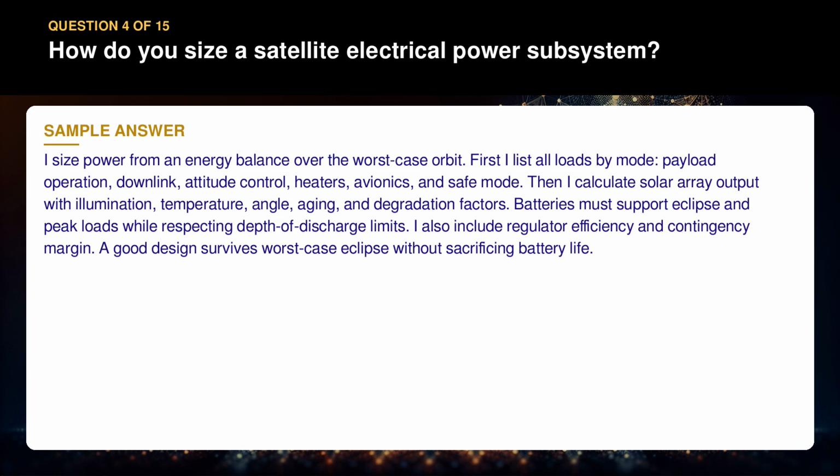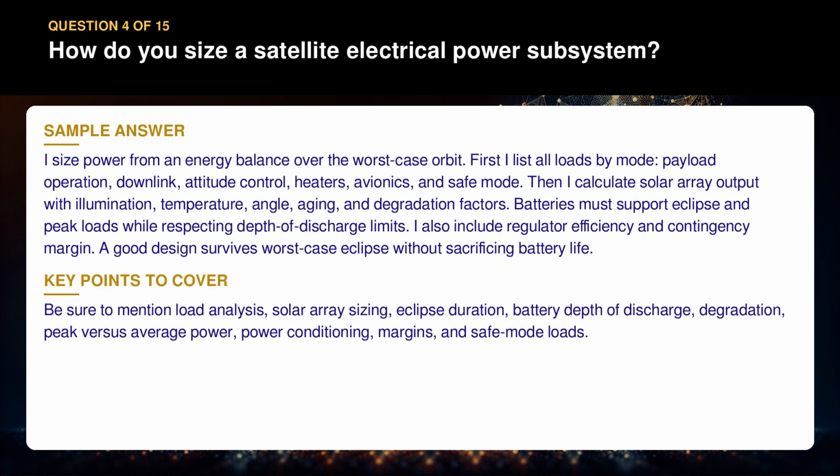Batteries must support eclipse and peak loads while respecting depth of discharge limits. I also include regulator efficiency and contingency margin. A good design survives worst-case eclipse without sacrificing battery life. Be sure to mention load analysis, solar array sizing, eclipse duration, battery depth of discharge, degradation, peak versus average power, power conditioning, margins, and safe mode loads.